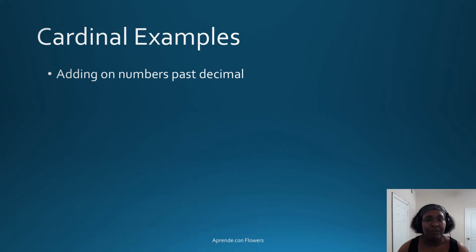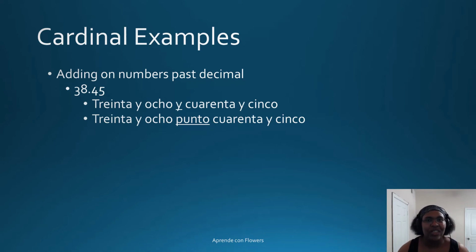So when adding numbers past the decimal, it can sound pretty jumbled, such as with 38 y 45. There's a lot of e's in there, so 38 y 45. The big E is the one in between the two. So we know 38 is the number together, and then we have E to separate 45. However, you can also hear it being put as 38.45. So punto is dot or point. So that way you can hear the separation in there.